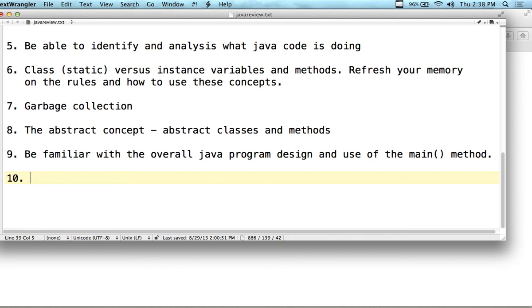Who knows? Number 13 is on access modifiers.